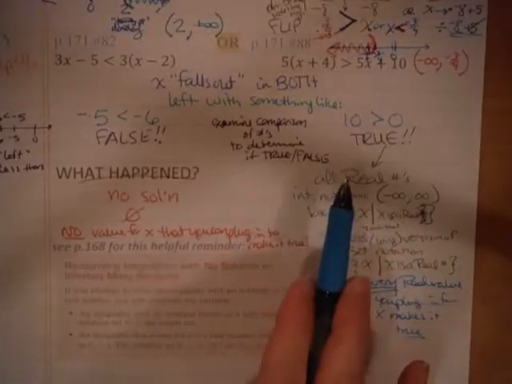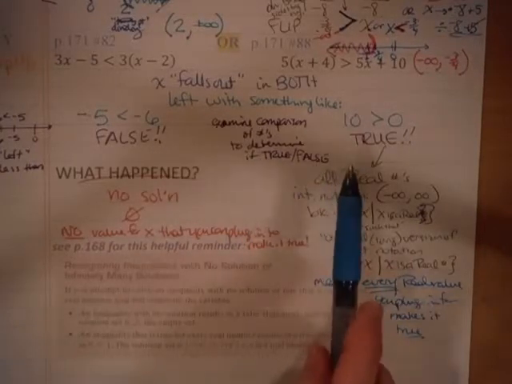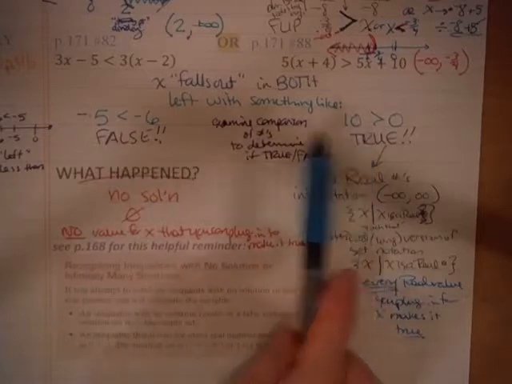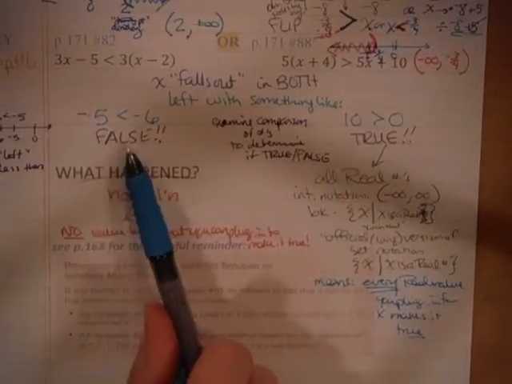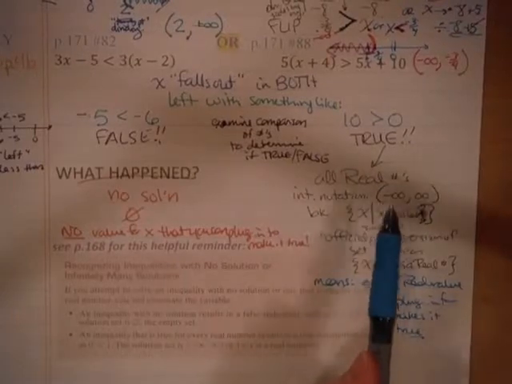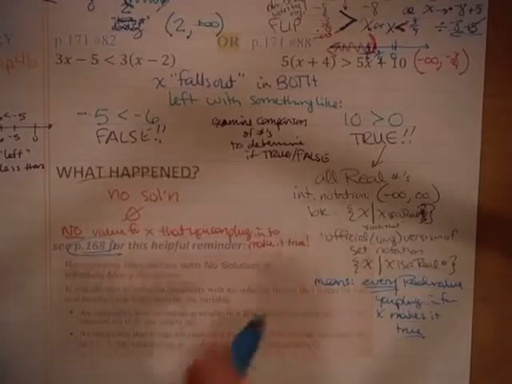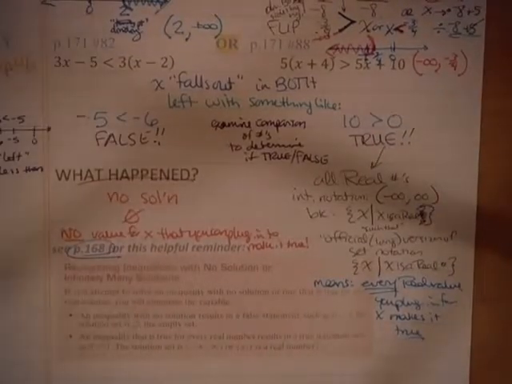First, double check that you did the math right to make sure you aren't creating something that isn't there. But if it truly does fall out, then look at the comparison of the numbers that's left. And if it's a false statement, you go to no solution. If it's a true statement, you go to all real numbers. Okay? And then page 168 has a reminder of that in the book, the way the author would describe that. All right, we'll see you on page 5.